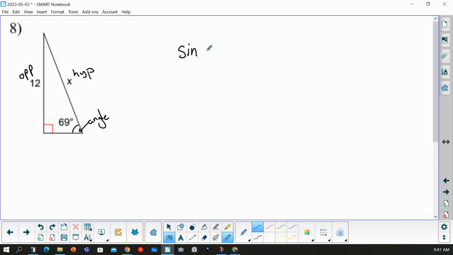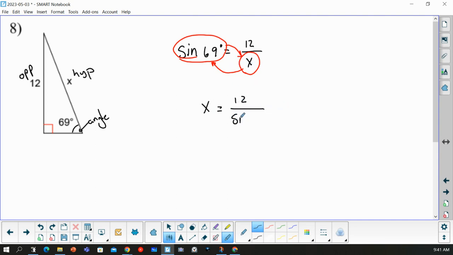I'm going to do the sine of that angle equals the opposite over the hypotenuse. Now when the x, the variable, is in the denominator, I showed you a shortcut where you could take this denominator and it can trade places with the numerator on the other side of the equation. So that means I'm going to put in here x on this side. The 12 is not going to move. And in the denominator, I now have the sine of 69 degrees.